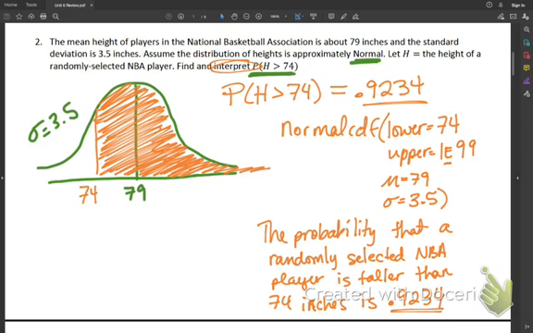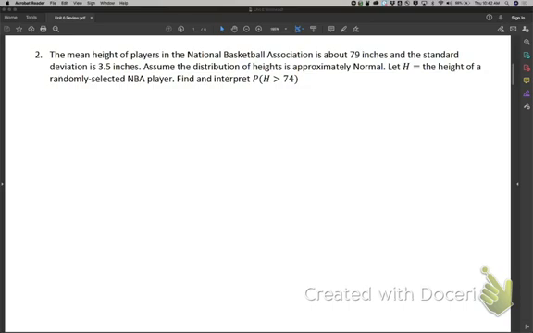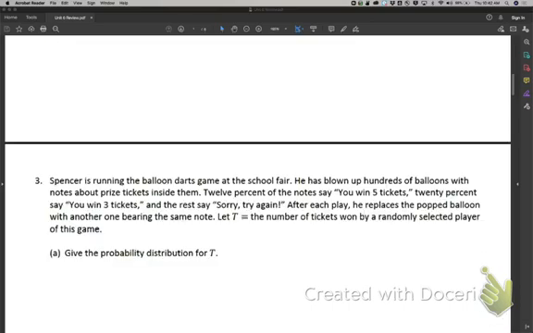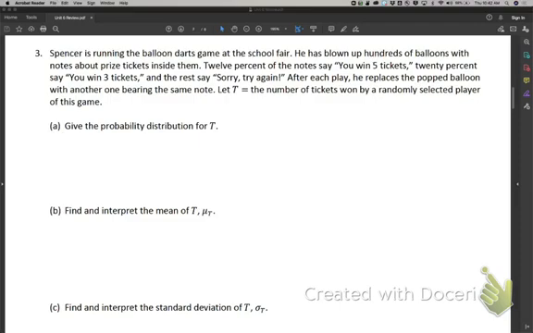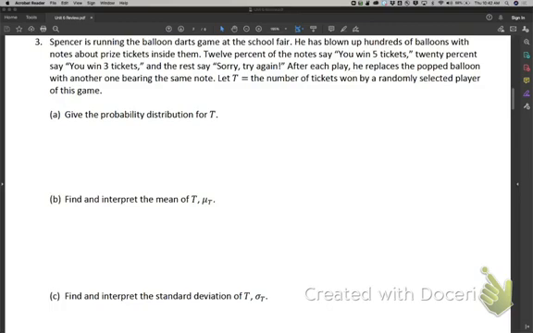Number 3. We have Spencer. Spencer is running the balloon darts game at the school fair. He has blown up hundreds of balloons with notes about prize tickets inside them. 12% of the notes say you win 5 tickets. 20% of the notes say you win 3 tickets. And the rest say, sorry, try again.